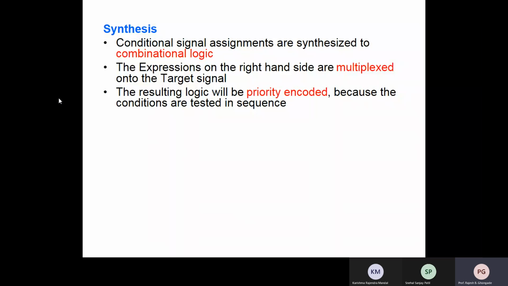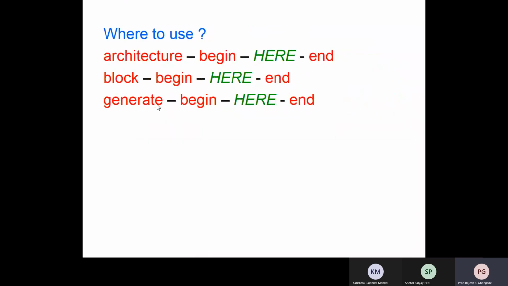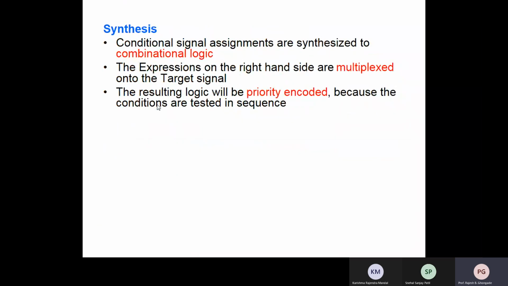So this kind of construct gives rise to a multiplexer kind of logic. The resulting logic will be priority encoded. This is one very important difference. Remember, I already said that the conditions here are tested in sequence. Once the conditions are tested in sequence, it imparts what is called a priority. So it is a very important construct: if you want to design some kind of priority encoding or priority encoder, you have to use this construct.